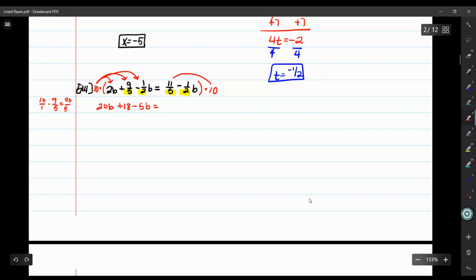Now for the right, 10 times 11/5. Let's do that on the right-hand side. 10 over 1 times 11 over 5. That's going to make 110 divided by 5, and 110 divided by 5 is 22.